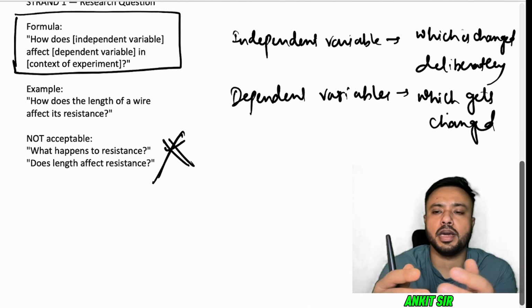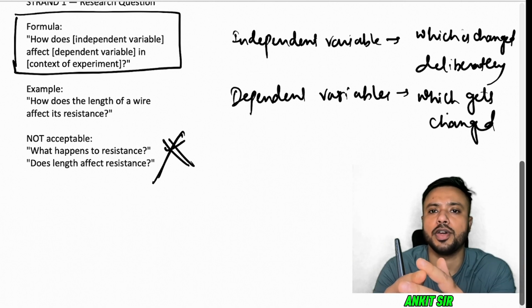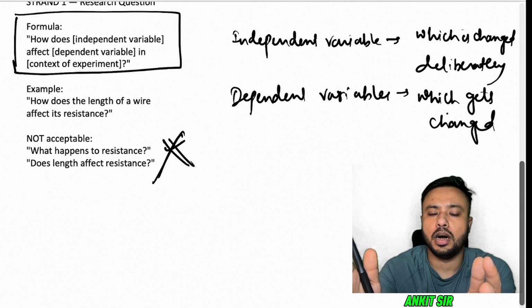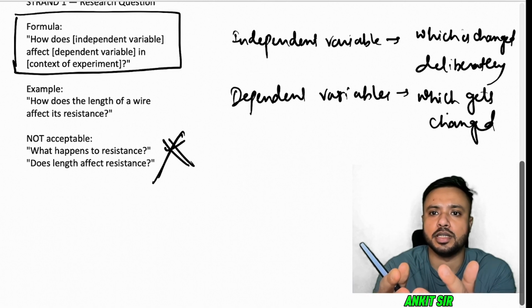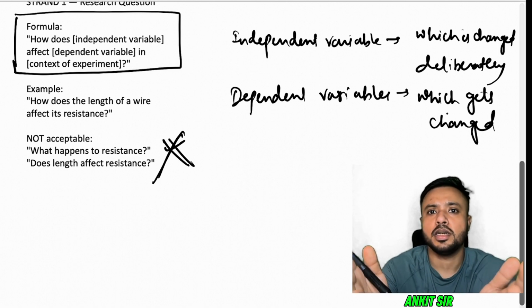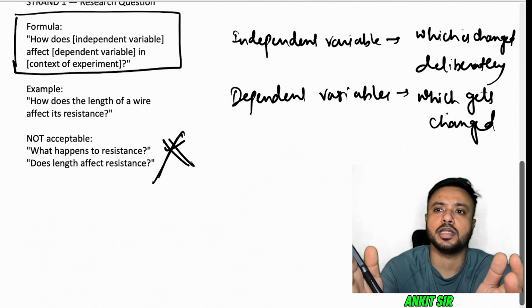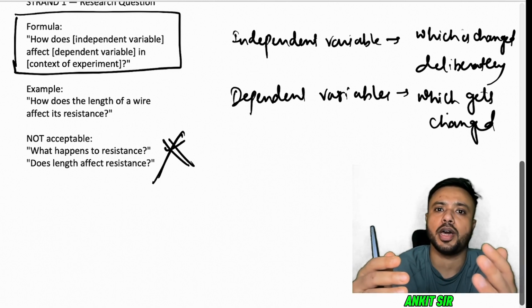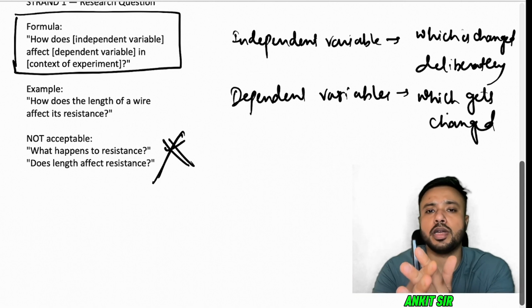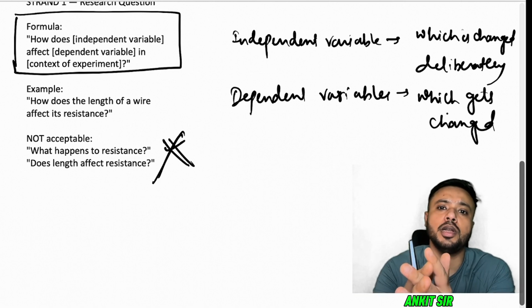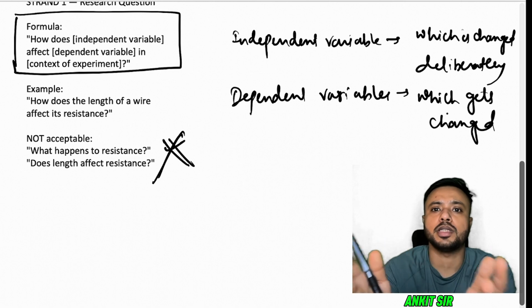For example, let's say we are doing an experiment where we are trying to figure out the relationship between the length of the wire and its resistance. Obviously, we are changing the length of the wire, and we are checking how the resistance of the wire varies. So in this particular case, the length of the wire will be the independent variable, and the dependent variable would be the resistance of the wire.